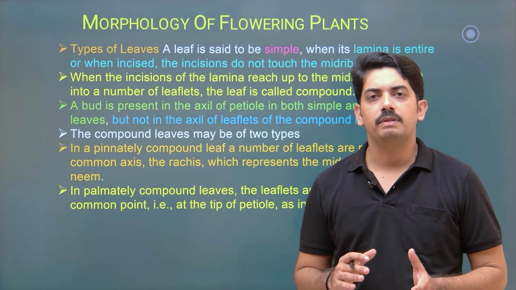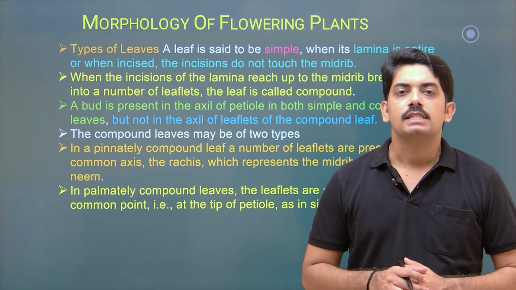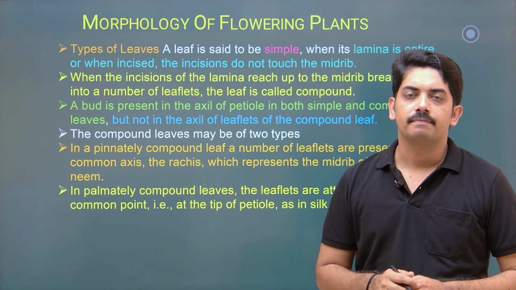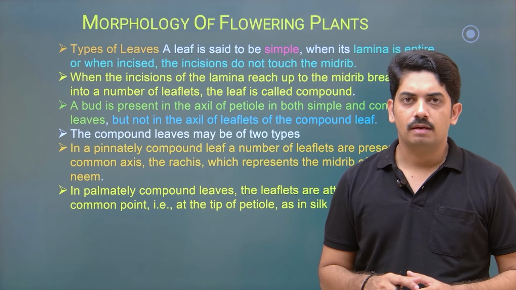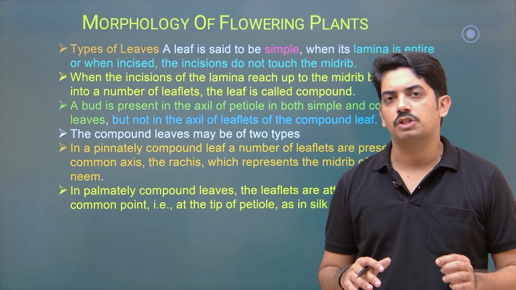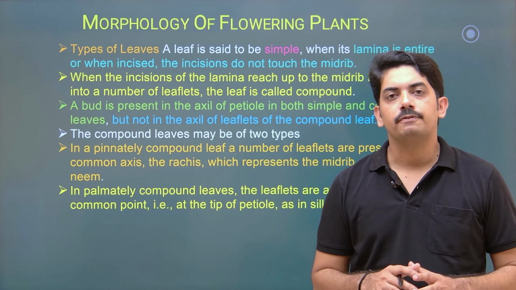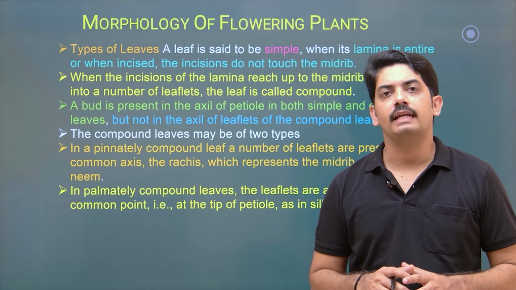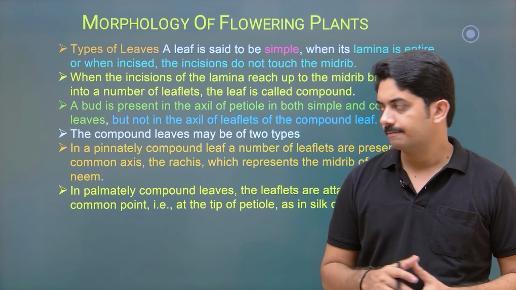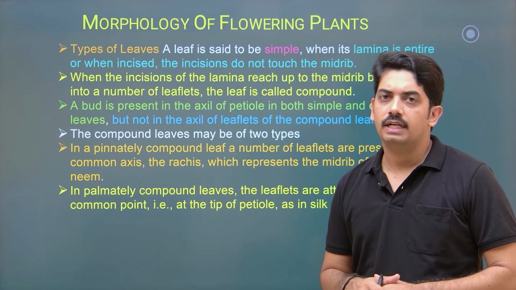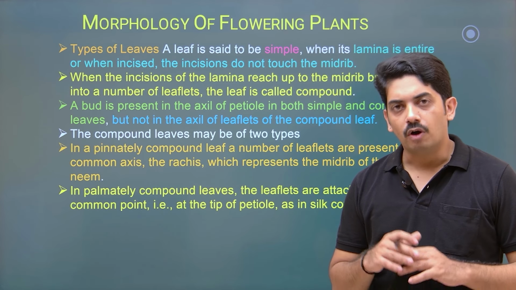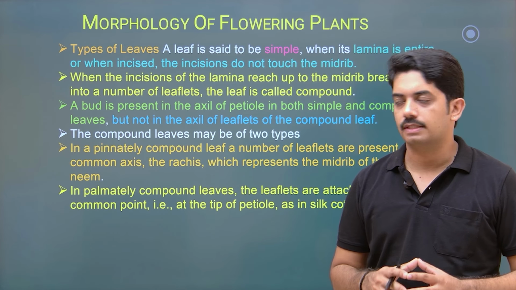So what is the difference between simple leaf and compound leaf? Simple leaves usually have one entire blade. Sometimes incisions are present, but those incisions are not so deep, and they do not touch the midrib. But in compound leaf, incisions are so deep that they touch the midrib, and in one leaf you observe many leaflets. That is how we differentiate the simple leaf and compound leaf. And in compound leaf, the midrib is called the rachis.